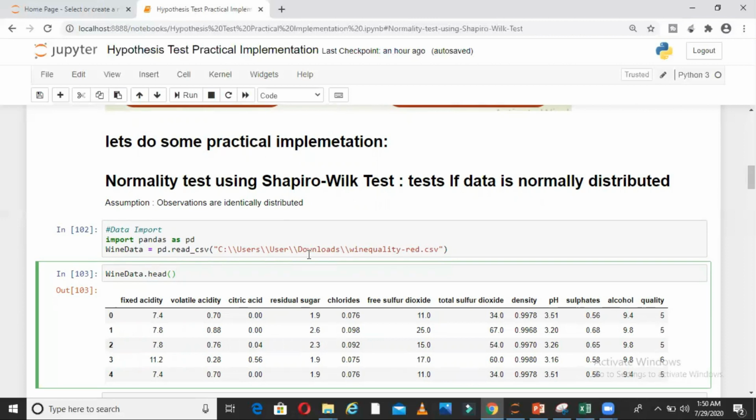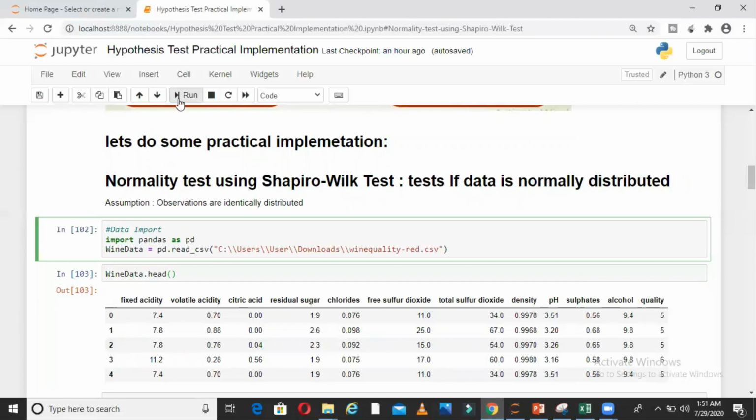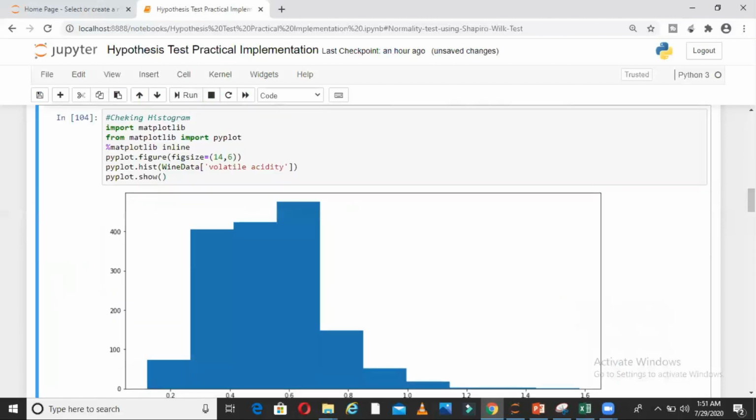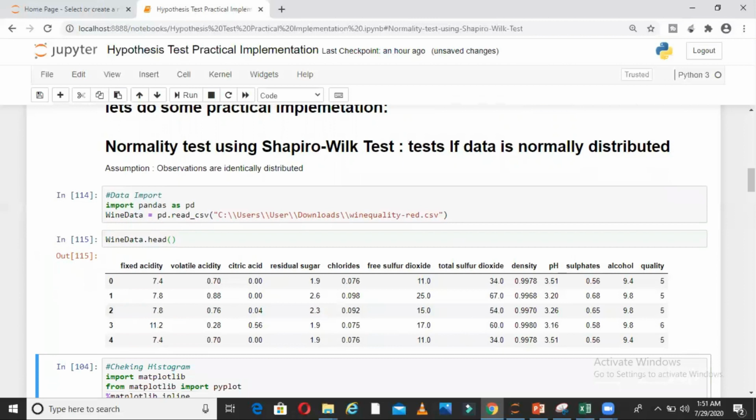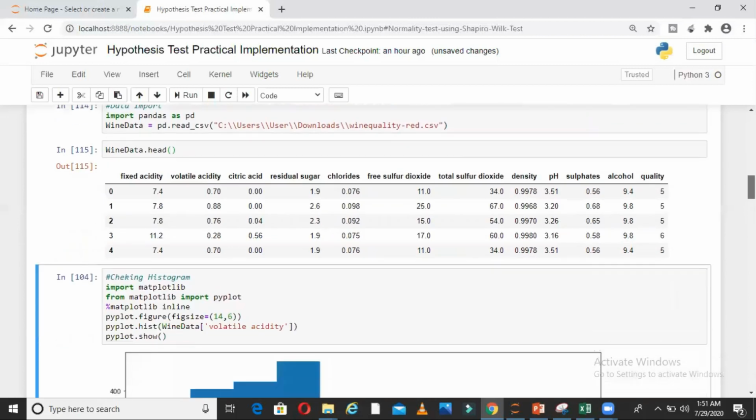So I give you, let's say, 100 numbers. I tell you, tell me whether these numbers are normally distributed or not. Or you take a sample of 100 numbers from a larger population, and you do a hypothesis test to say whether the population will be normally distributed or not based on this sample. For doing this, I have imported a data set here. This data set is known as wine data. This is basically red wine quality data. In this data I have taken one column, for example volatile acidity in the wine.